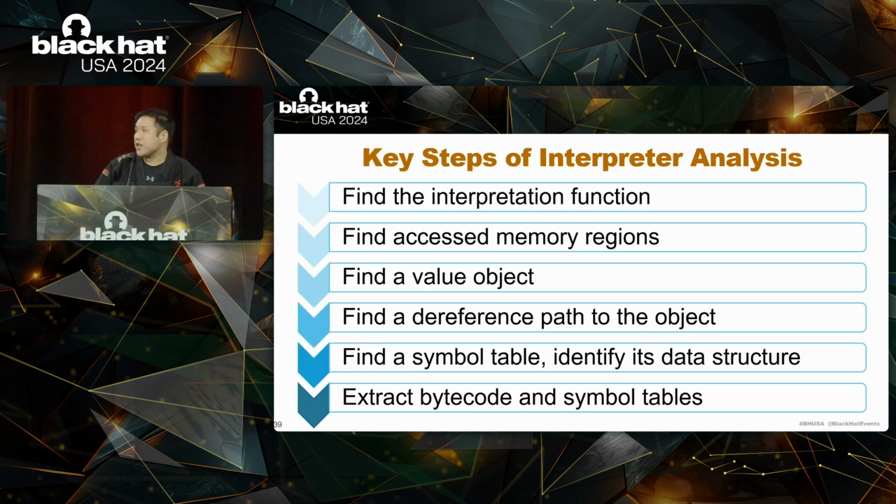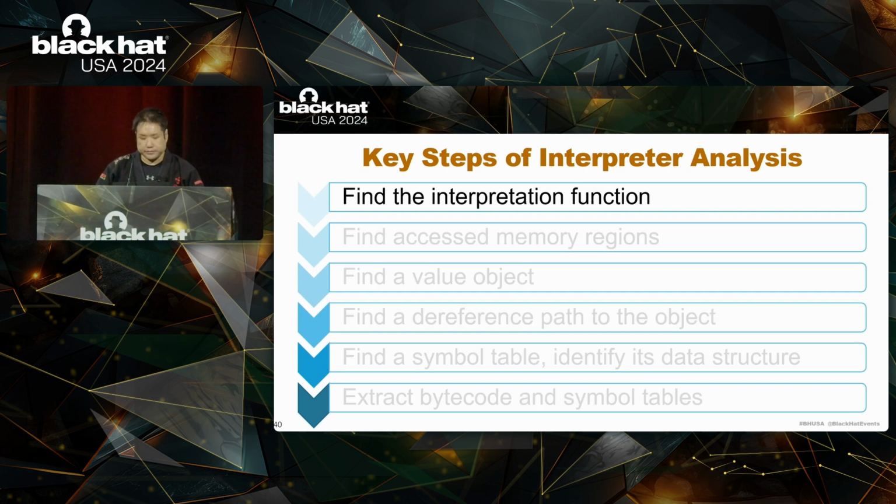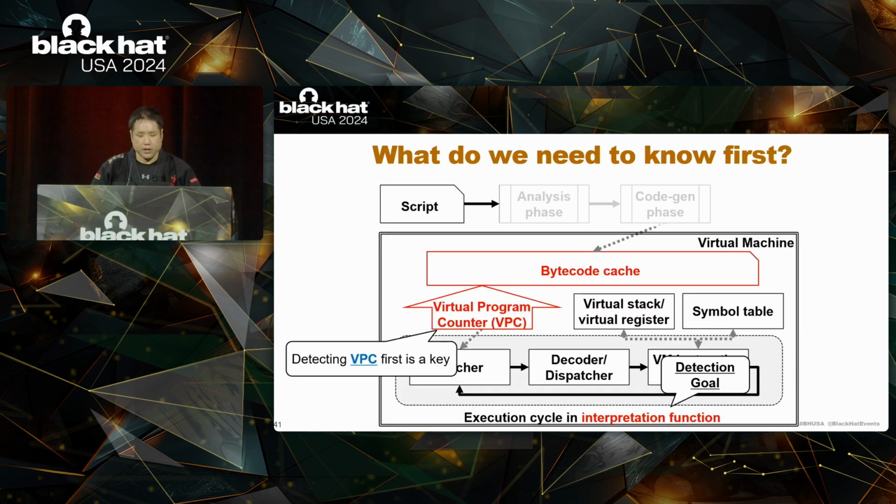So these steps are summarized like this. Now we will look into each step in detail. First, we find the interpretation function. So what do we need to know first to achieve it?